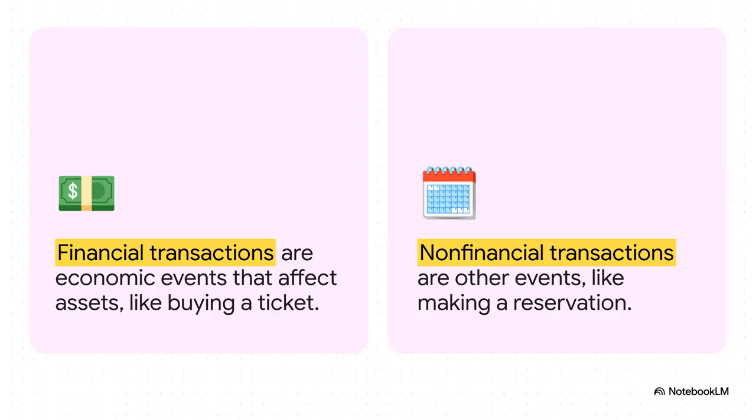So, what fuels these systems? Transactions, or business events. But here's the key. Not all events are created equal. You've got your financial transactions. That's when money actually changes hands, like a customer buying a plane ticket. But the system also has to track non-financial transactions, like when that same customer just makes a reservation. No money has moved yet, but the airline absolutely needs to know that seat is spoken for. The system has to track both to give a complete picture.